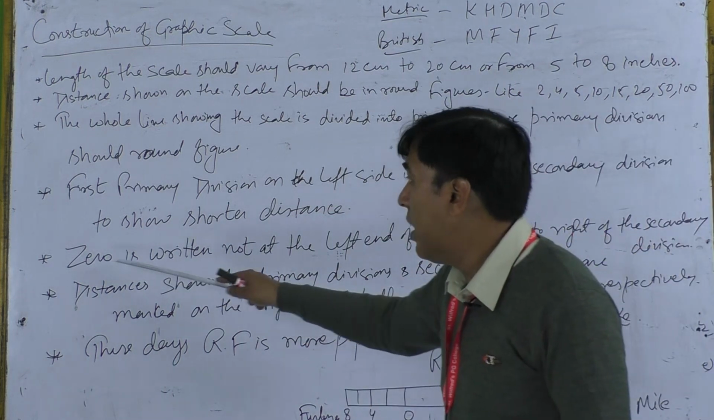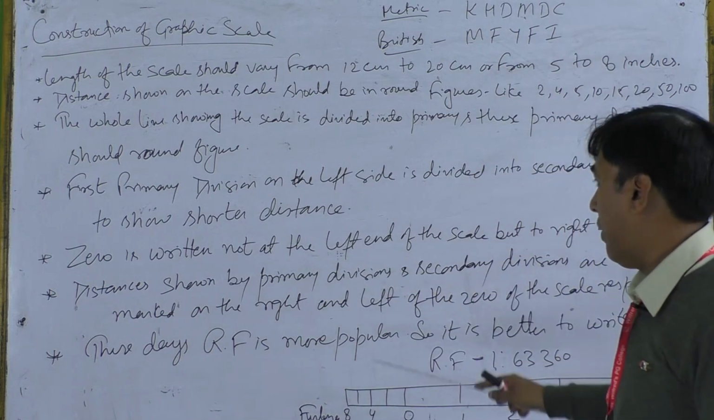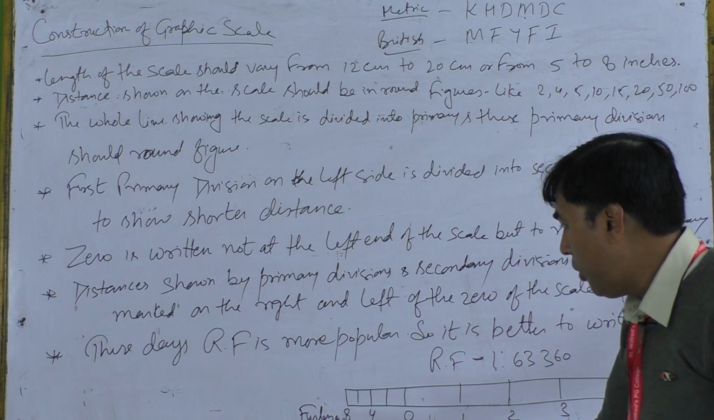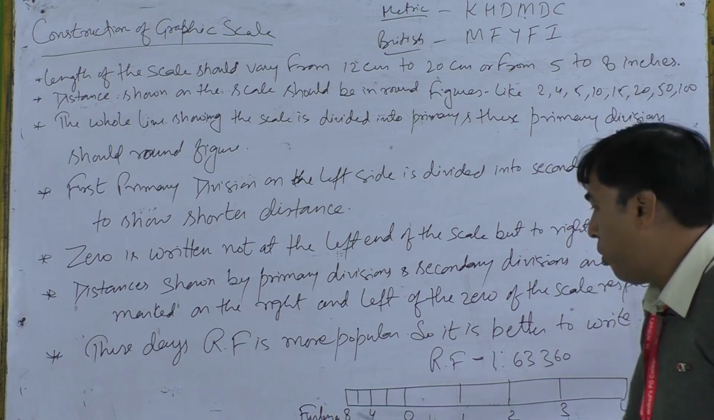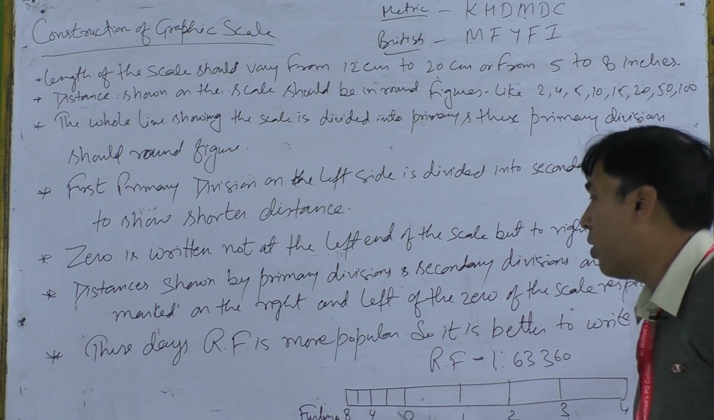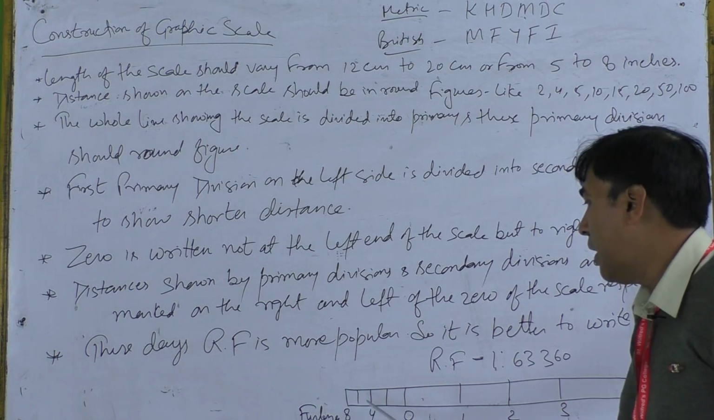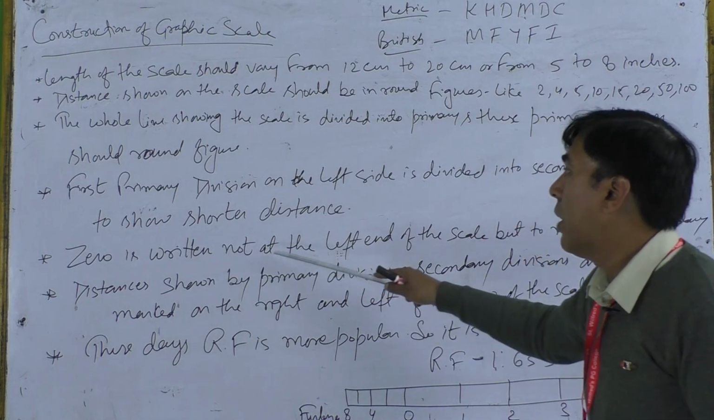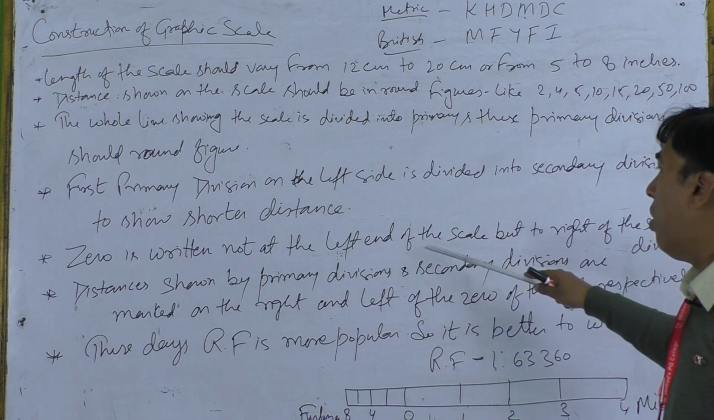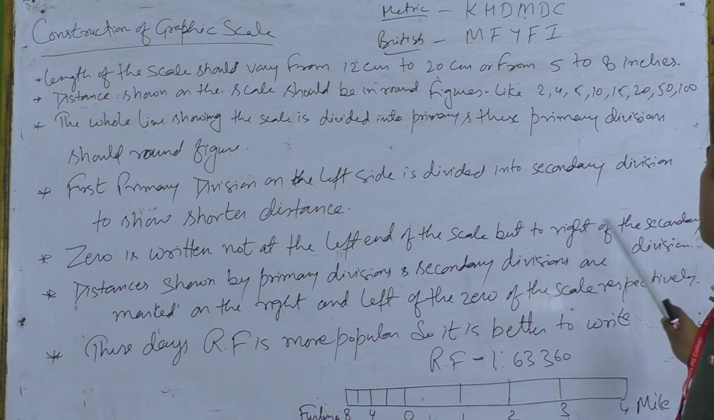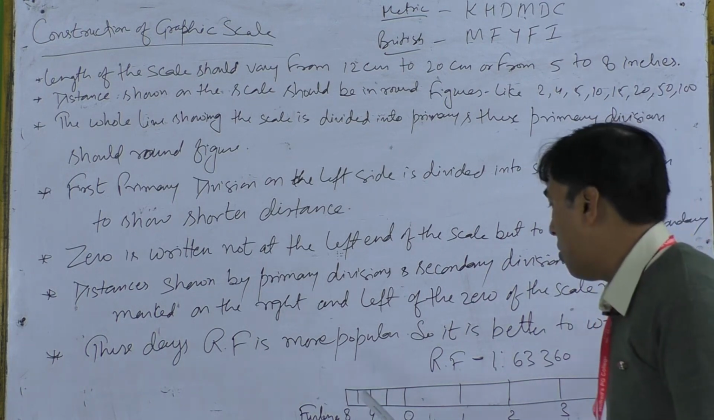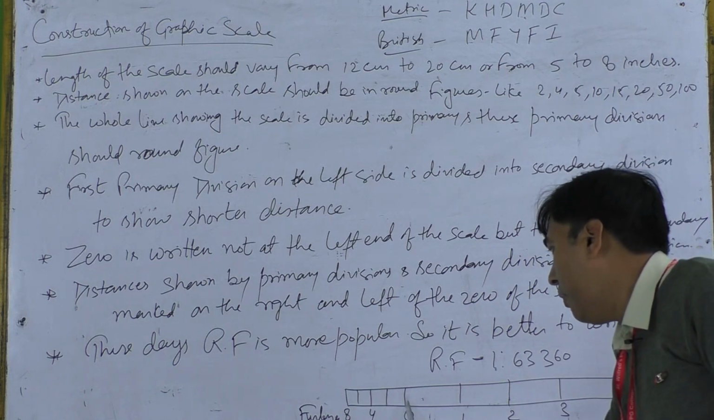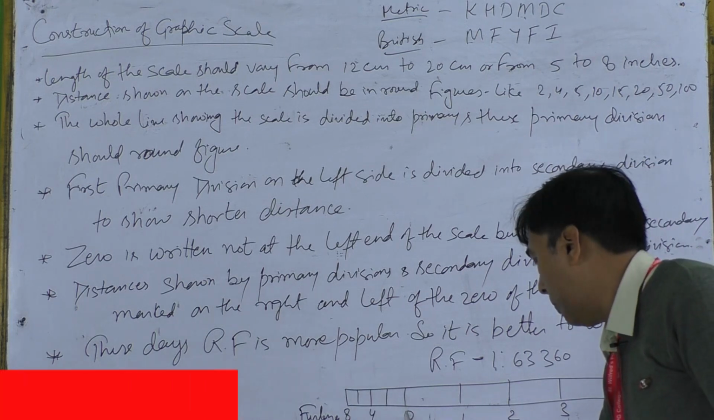Next thing is 0 is not written at the left. It should not be written here, it should be right here, after the first part of the primary division, which we consider as the secondary division. So 0 is written not at the left end of the scale but to the right of the secondary division. So this is the secondary division, 8 to 0. So here we will write 0.